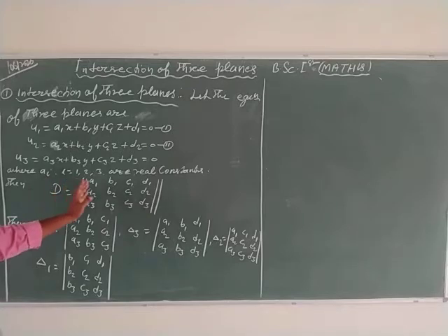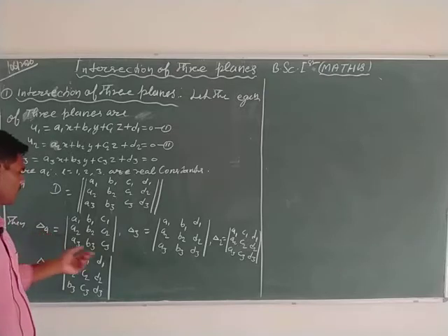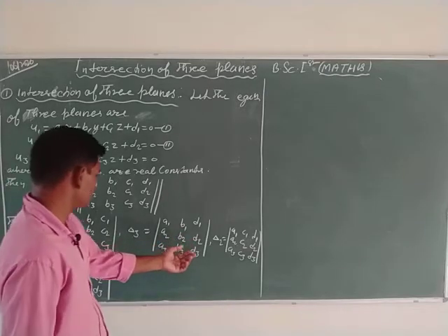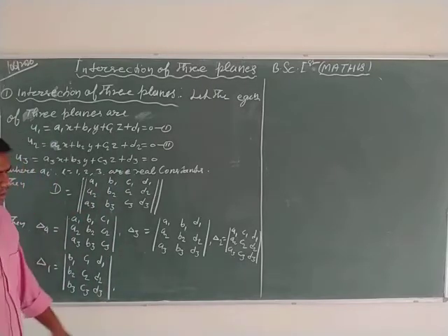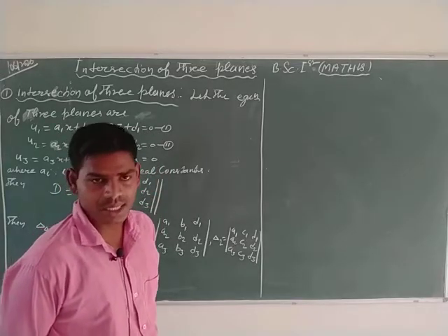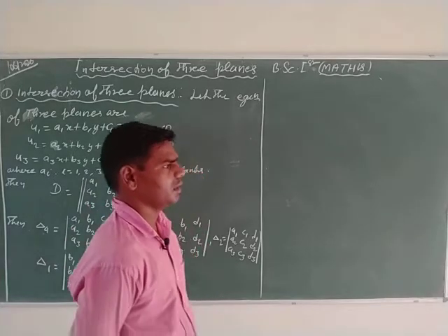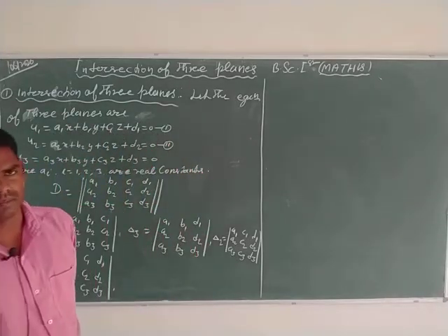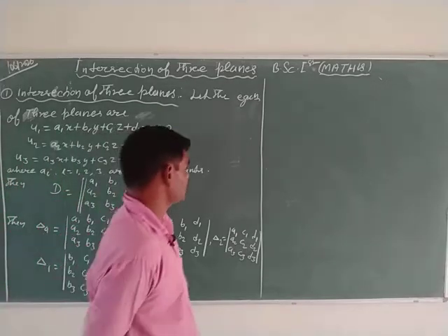Here capital D is made of the coefficients of x, y, z and the constants from the given plane equations. After D, you can find the values of delta 4, delta 3, delta 2 and delta 1. After this, write the process by which you can decide whether the intersection of the three planes is a triangular prism, an intersecting line, or a point.